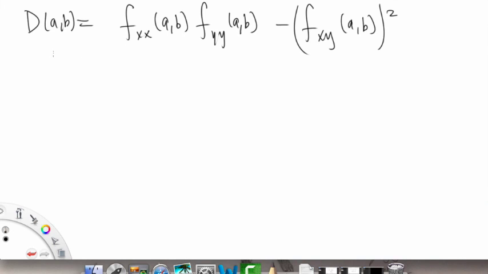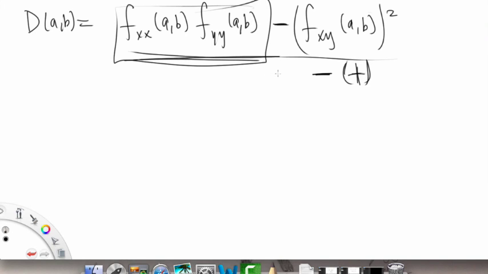Okay, so let's look at the equation first of all for the discriminant. This last term, anything squared is always going to be a positive number, right? Either 0 or positive, so it's never going to be negative. So we're always subtracting some positive number. Everything basically depends on what's going on in the first term, these two things multiplied times each other.